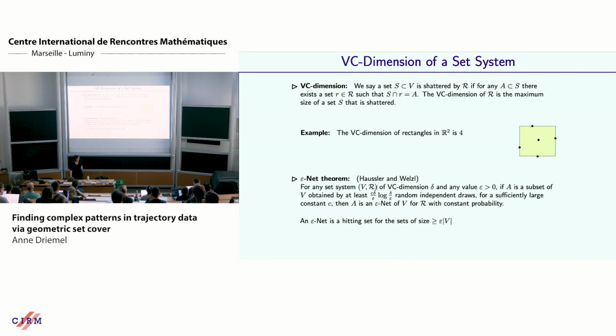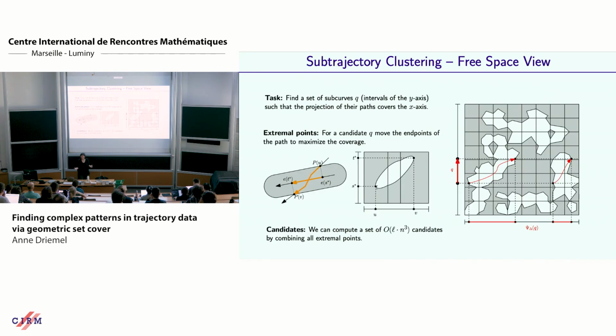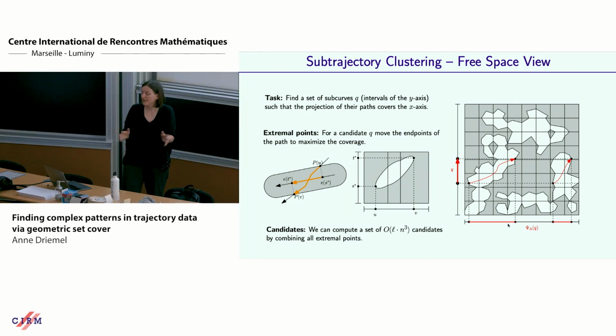And now what could we use? We have the set system, and maybe you have to believe me, but given a set of candidates, we can also evaluate the coverage. So it's not so hard. So we could apply greedy set cover now, for example.